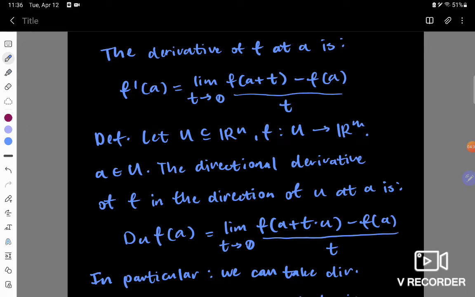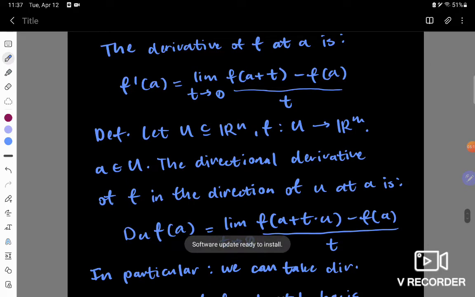But notice now that our point a is going to be in our domain R to the n, so it's going to be some sort of n-dimensional entity that we have to refer to. So oftentimes we just write points in R to the n as column vectors of n components. Hence we have our direction u, whereas we didn't need to specify that in just one dimension. And this is going to be the derivative in a given directional vector u.